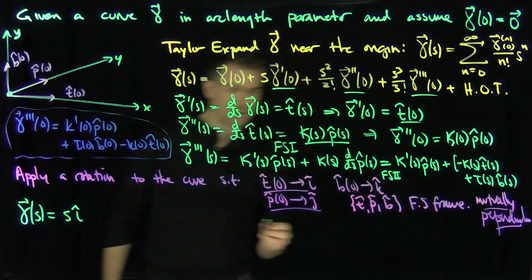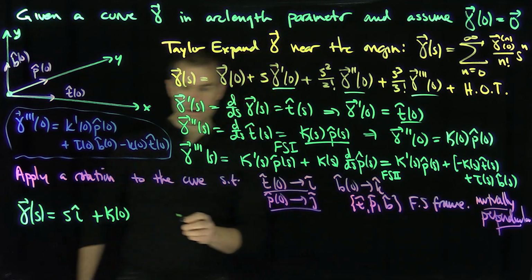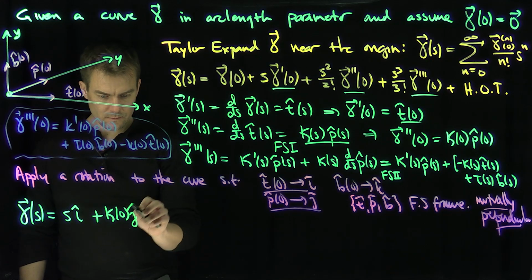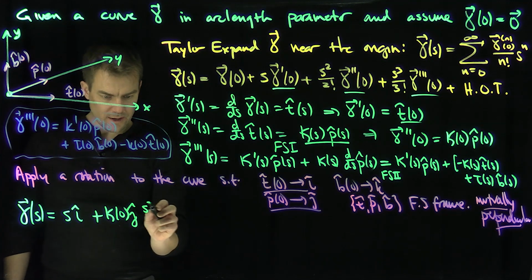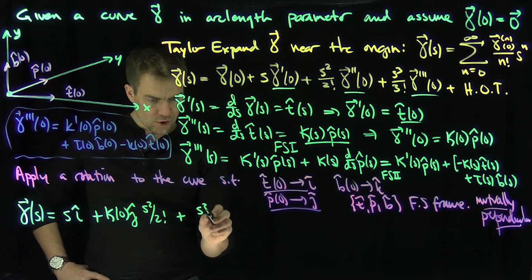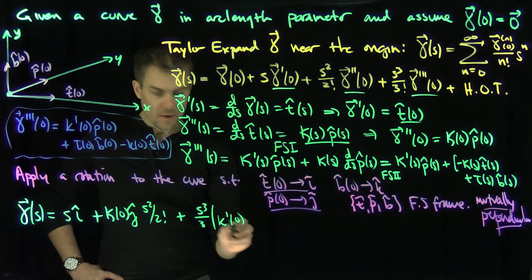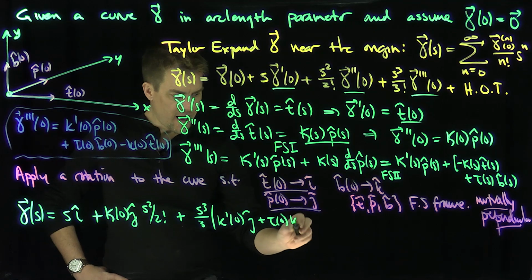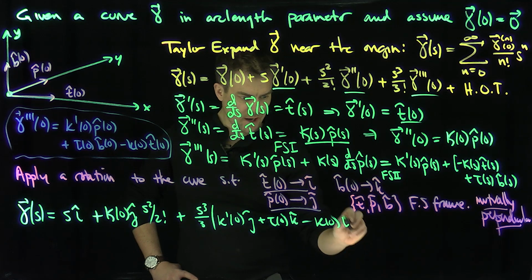And then I'm going to have a kappa 0, so plus kappa, the curvature at 0, whatever the curvature happens to be there, times p hat of 0, which is going to be a j hat. That's my gamma double prime of 0 times s squared over 2 factorial. Good. Plus s cubed over 3 factorial, and then this whole expression over here. So that's going to be kappa prime of 0 times j hat, plus torsion of 0 times k hat, and then minus curvature of 0 times t hat, which is going to be an i, right?